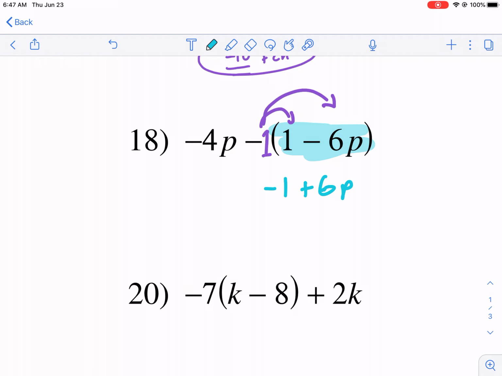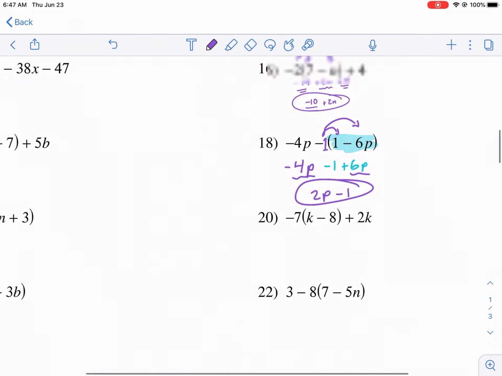Anytime you have a minus sign out in front of parentheses, you have to change the sign inside the parentheses first before proceeding. So now I have a negative 4p minus 1 plus 6p. Now I can do this like normal. I have my two variables here, negative 4p and 6p, and I get 2p. And then I have minus 1, and that doesn't have anything else, so that's my final answer.